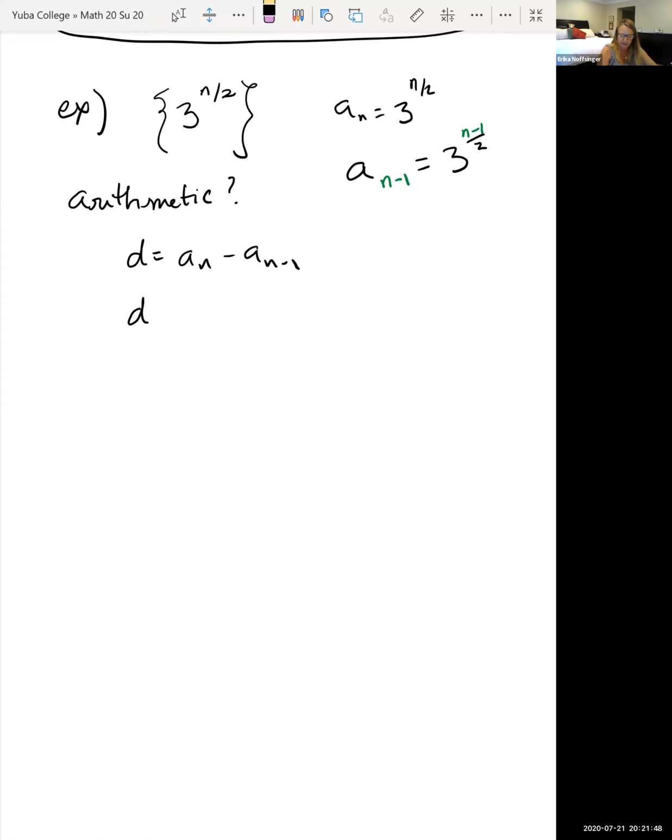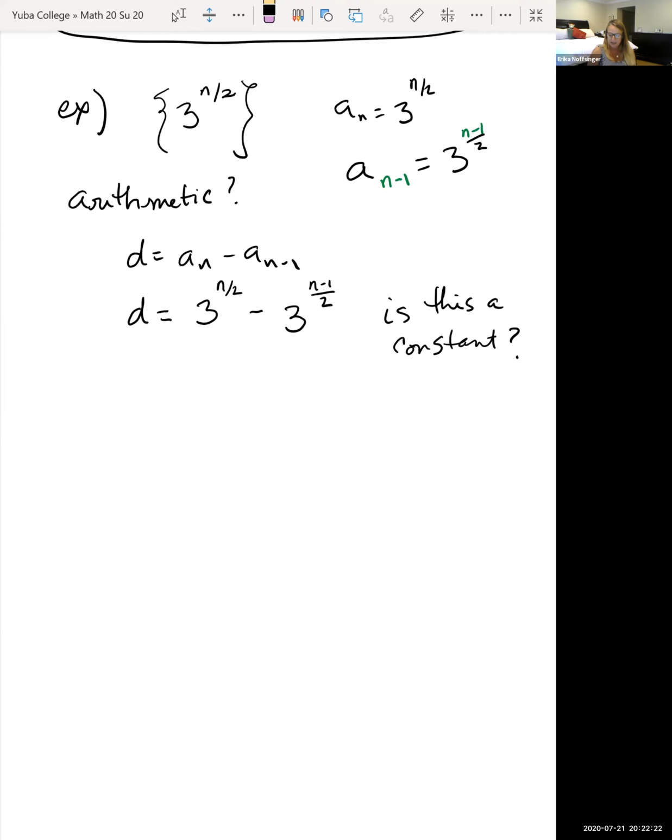So we're wondering, is d equal to 3 raised to the n divided by 2 power minus 3 raised to the n minus 1 divided by 2 power? Is this a constant? Can we manipulate this so that we do not have any more variables left on the right-hand side with n? I don't see how we can do that.